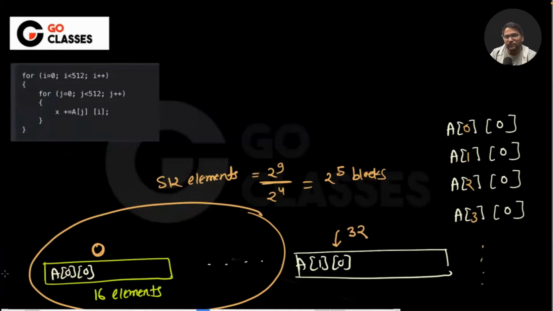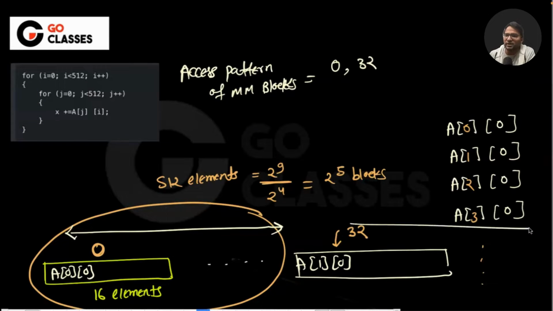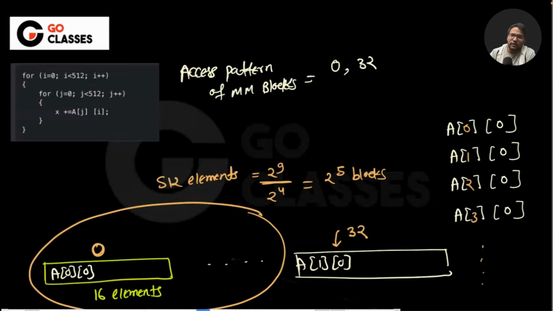So what is the very first block you will be accessing? Can anyone write the access pattern of main memory blocks? It will be block number 0. And what is the next block number they are accessing? The next block number is 32. They are accessing with a gap of 32 blocks. Now, obviously, A20 will again be 32 blocks away, which means again it will be 64.